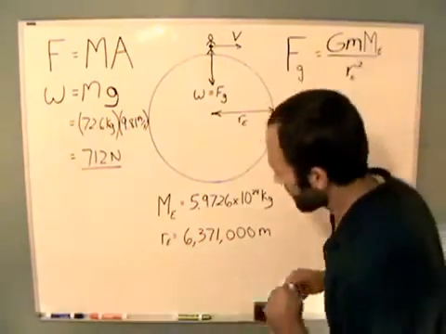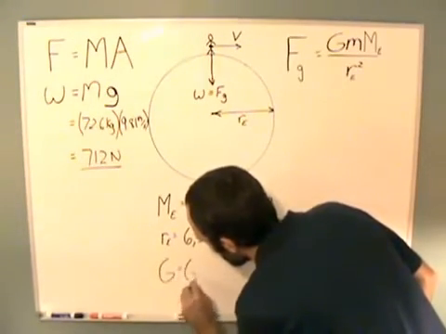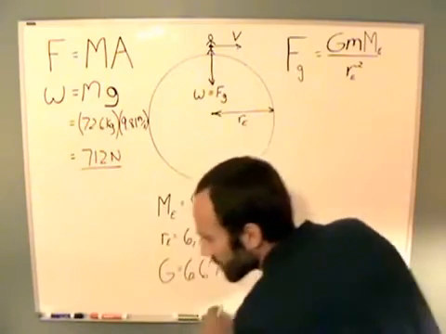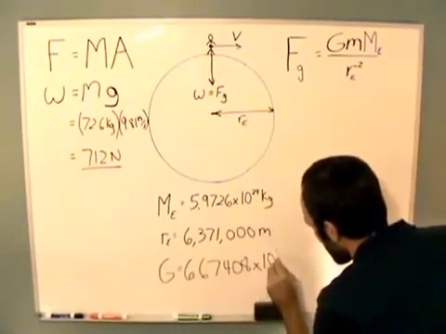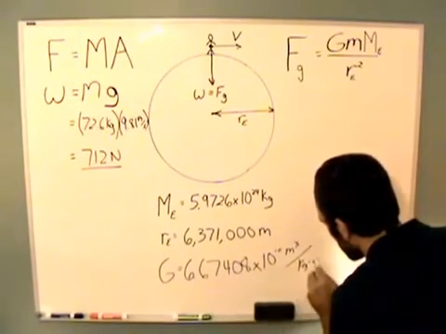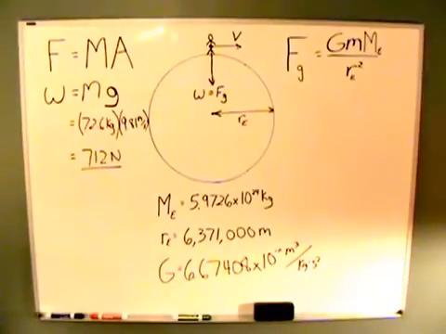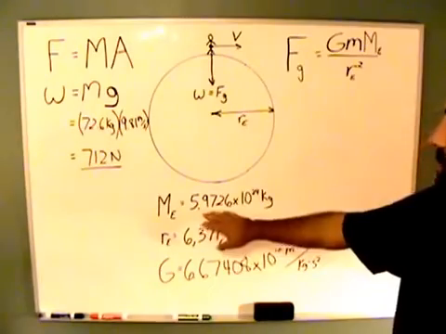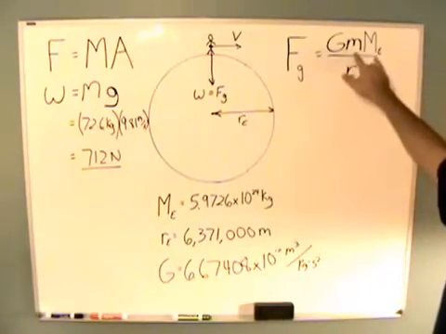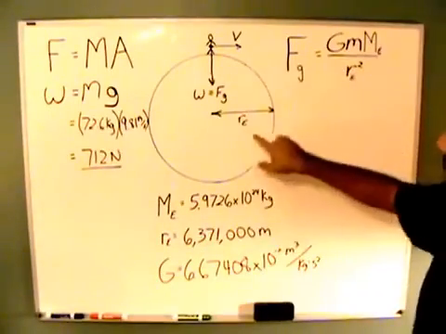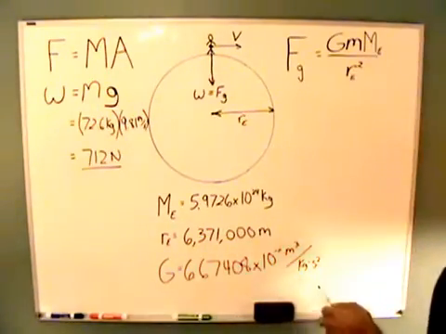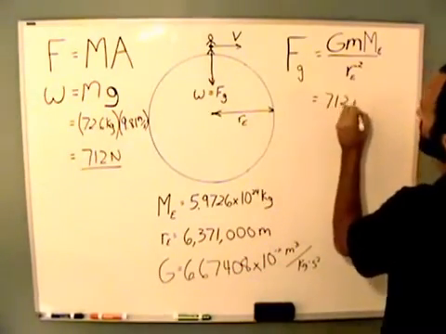Okay? And the gravitational constant, which I should have written down here, is equal to 6.67408 times 10 to the negative 11 meters cubed over kilograms times seconds squared. Okay? So if you plug in the mass of Earth, which I have written here, 5.9726 times 10 to the 24th kilograms, a really big number, my mass, 72.6 kilograms, the gravitational constant, and the radius of Earth, which is 6,371,000 meters, you will get 712 newtons, roughly. Pretty close.